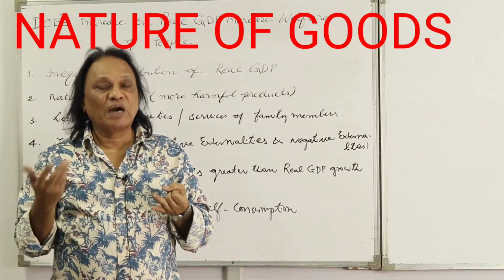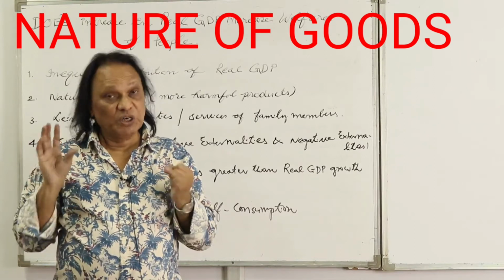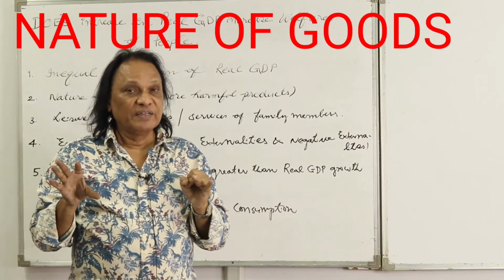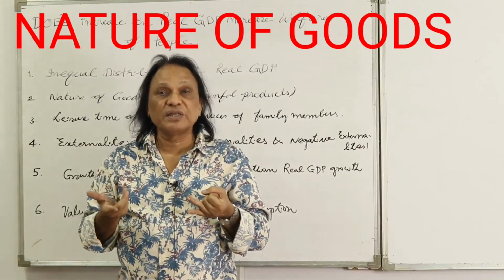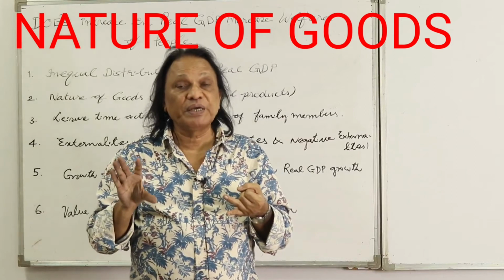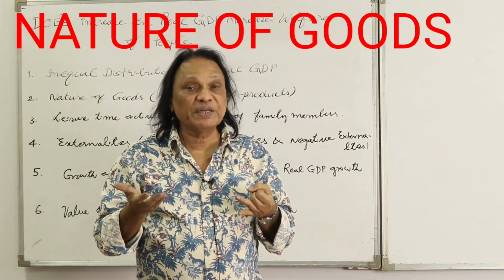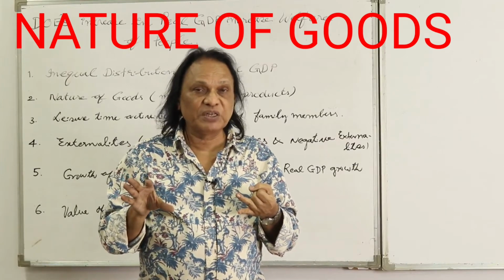So if there is more harmful alcohol, cigarettes, drugs, GDP will increase. You agree to that? When we produce more cigarettes, alcohol or drugs in the economy, or when we produce more arms and ammunition in the economy, real GDP increases, but it will definitely not increase the welfare of the people. That's the second point.